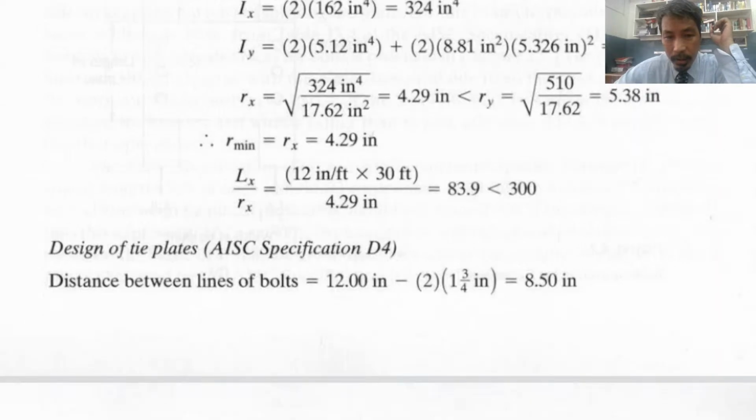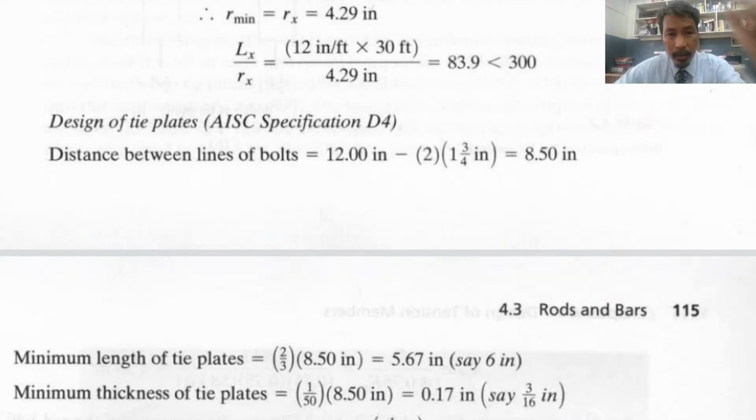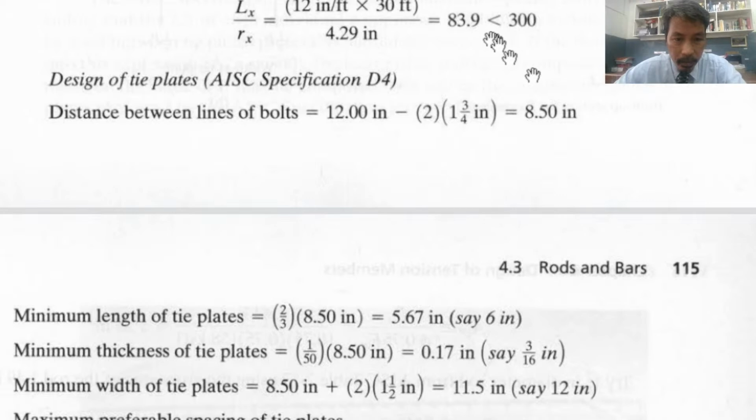So there is a concept of this one, 300. Maximum preferable ratio is 300. So it is less than 300, therefore it is allowed. So that is another provision. That is a provision for design. So we have to check the slenderness ratio of the element.